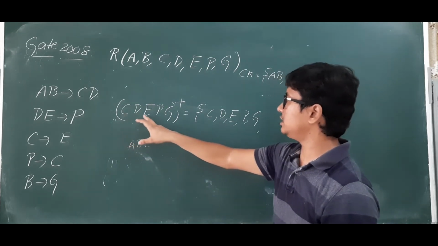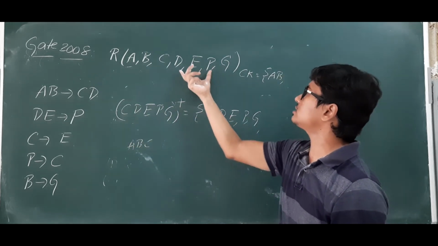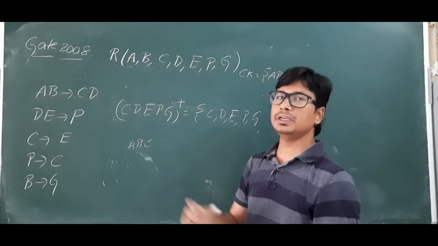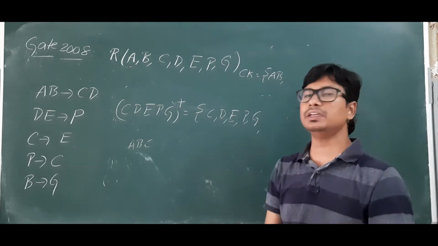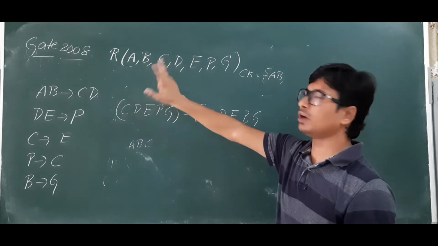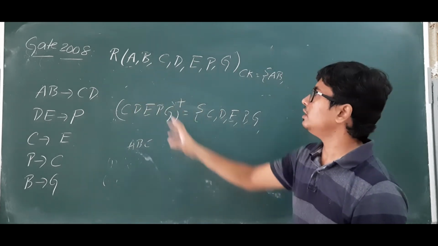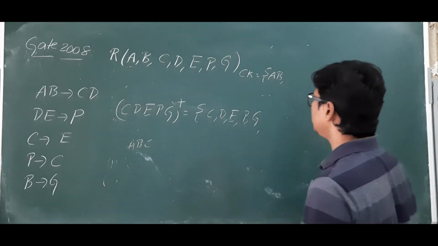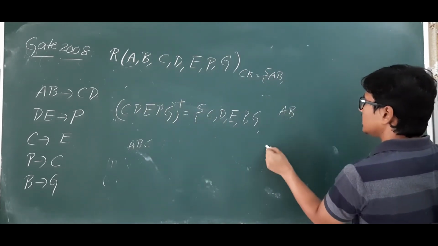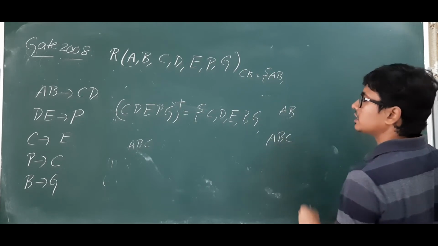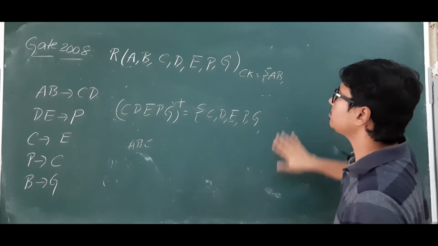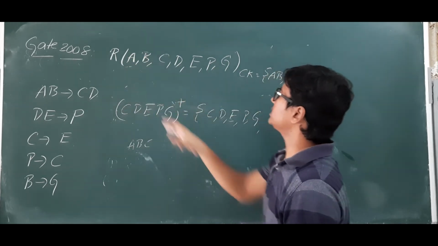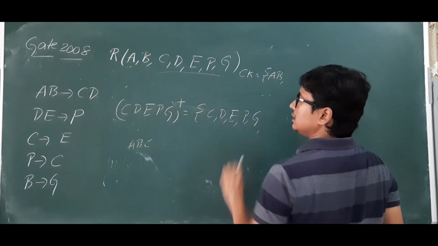If you take CDEPZ, why have I taken CDEPZ? Because I have already identified that AB is a candidate key. So far I have identified one candidate key, which is AB. AB in combination with anything will become a super key. Why? If AB is a candidate key, ABC will become a super key, not a candidate key. That's why, leaving out the combination, I have left CDEPZ.